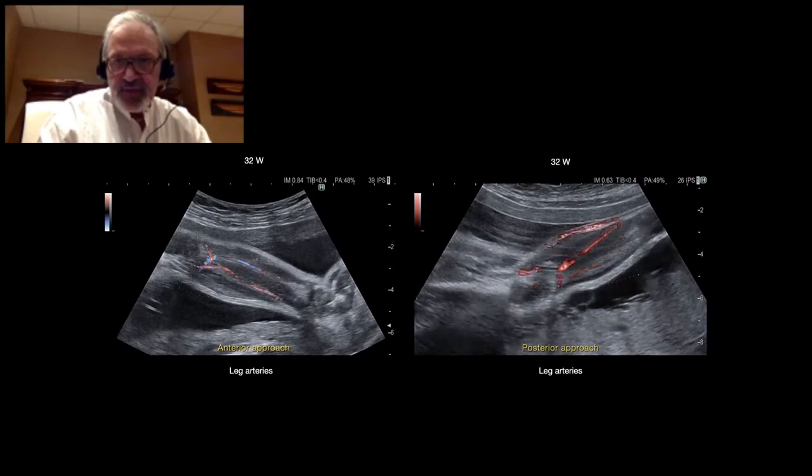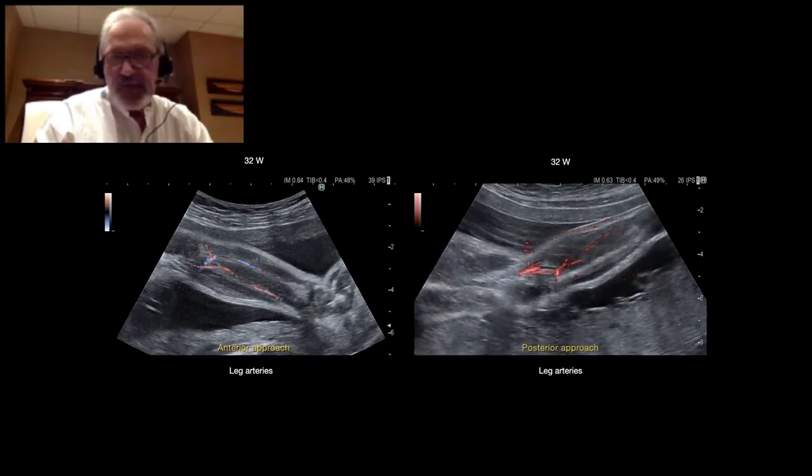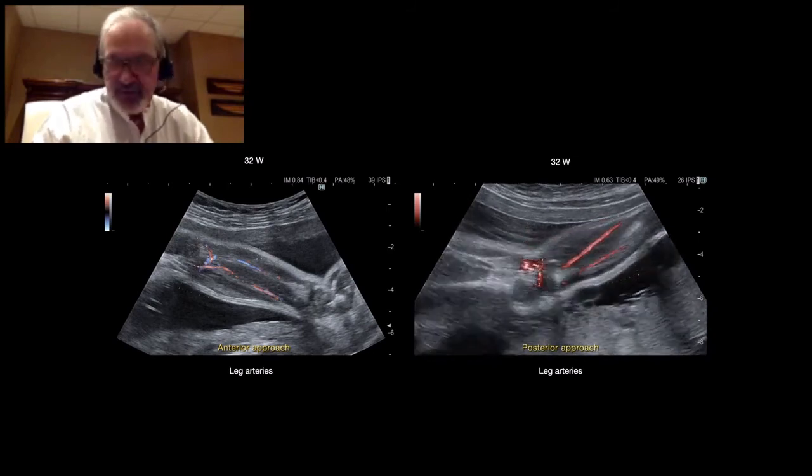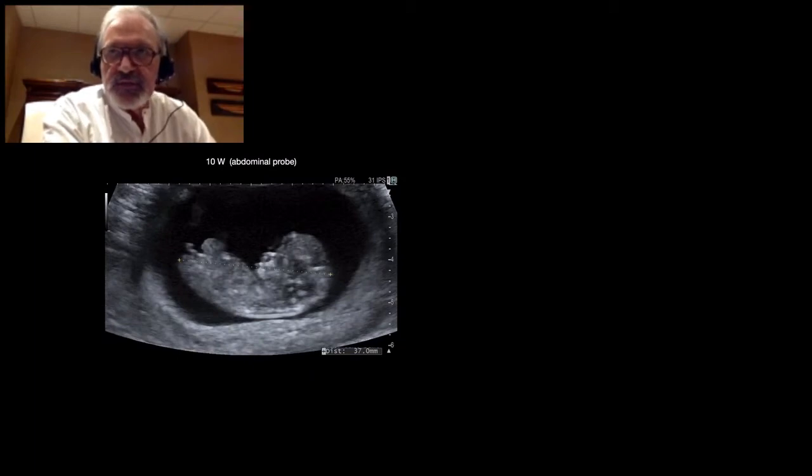And with posterior approach, you can see we have very good resolution for these very small vessels. The level of acoustic energy sent into the tissue by DFI is the same as the conventional Doppler. So as usual, during the first trimester, the setting must be adapted so that the acoustic power is as low as possible and the exposure time should be short.